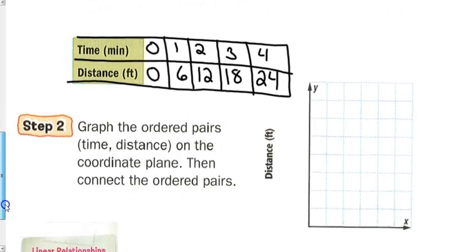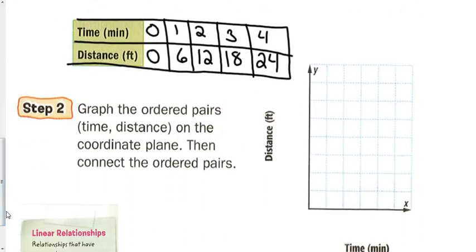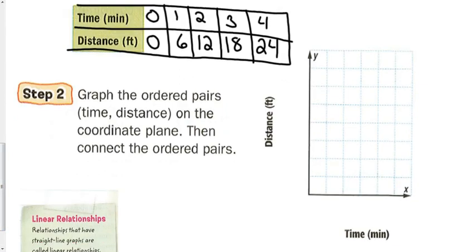And here's what we're going to do. We're going to take that table and plot that information on our graph. So the most common question I get is, Mr. Downing, how do I know which one goes on the x-axis, which one goes on the y-axis? Well, this one's easy because they label it for you.